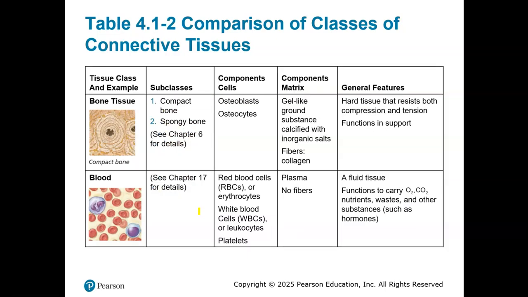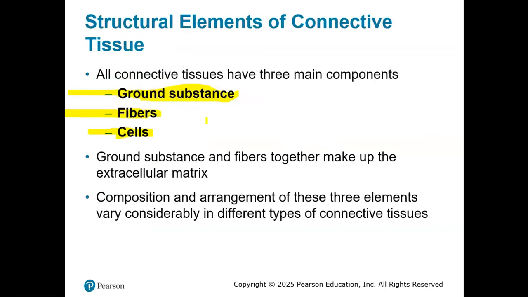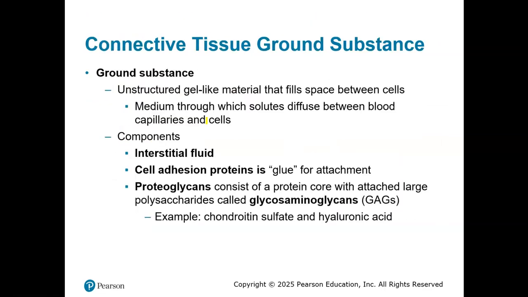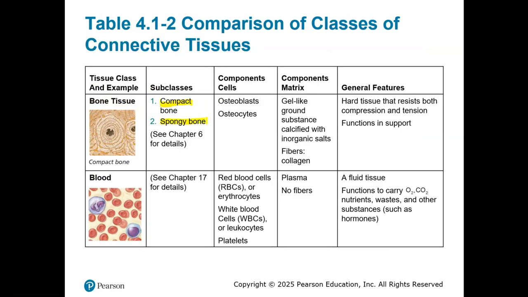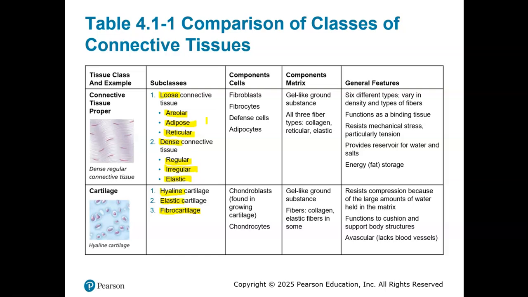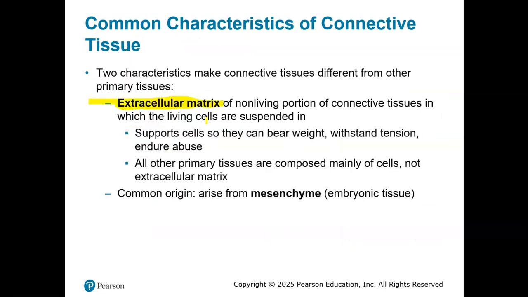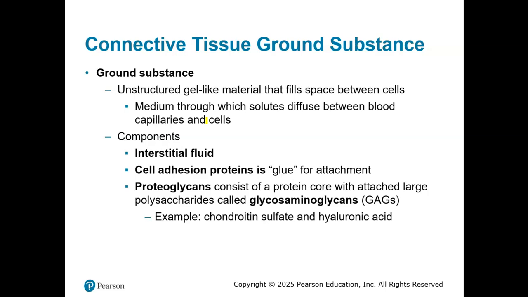Then we have bone, which is divided into compact and spongy bone. And then we have blood and we have lymph. I don't know why lymph is not listed here, but it's not. I mean, lymph is a fluid connective tissue too, but it's just not listed here. Okay, so we are going to look at examples of connective tissue and images of connective tissue and where it's located in the body.